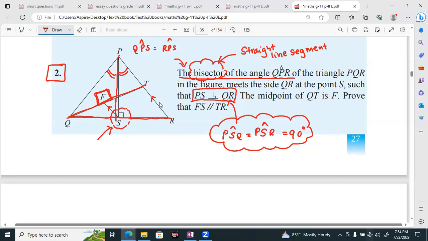Okay. Now when it comes to the grade 11, we have learned three such kind of conditions. But how do we detect this when it comes to the exam?